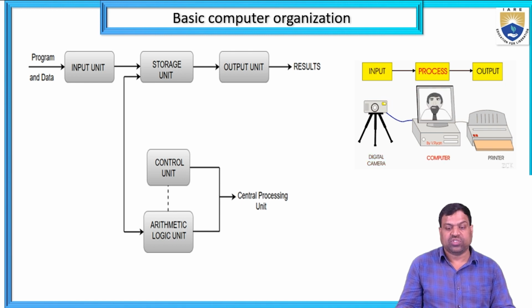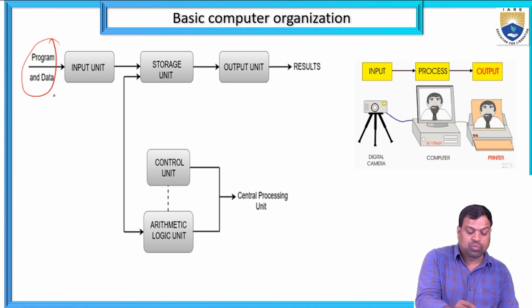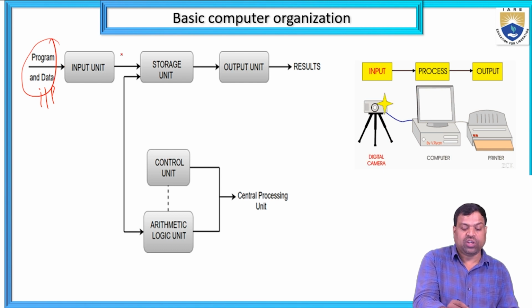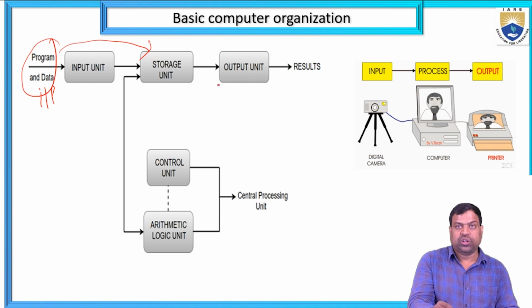This is the basic computer organization process. First, I give the program and data as input. This program or data is connected to the input unit, and the input unit accepts the programs or data. After that, the storage unit stores the input data, and the output unit produces the output.